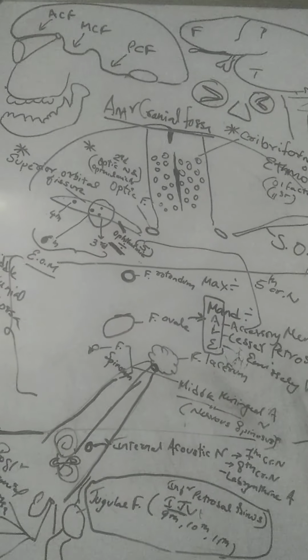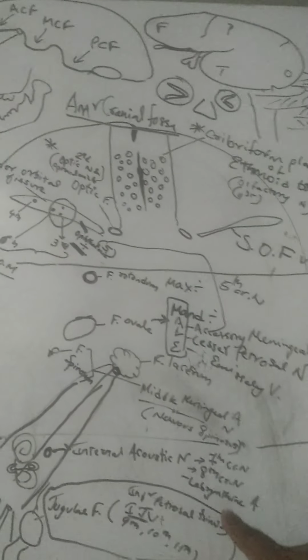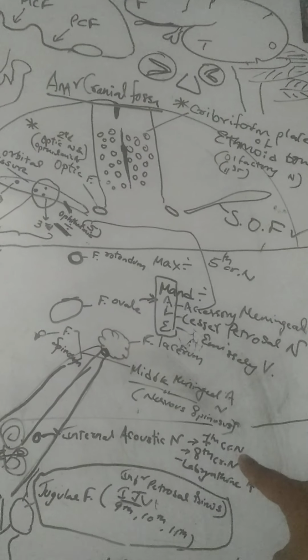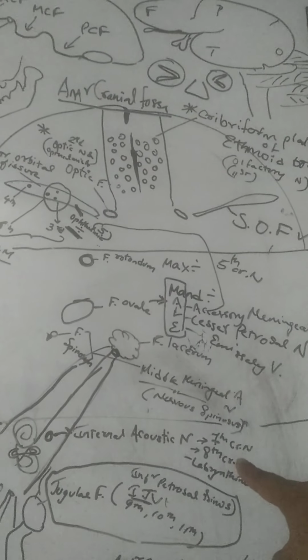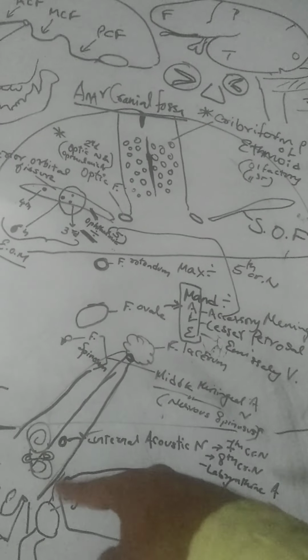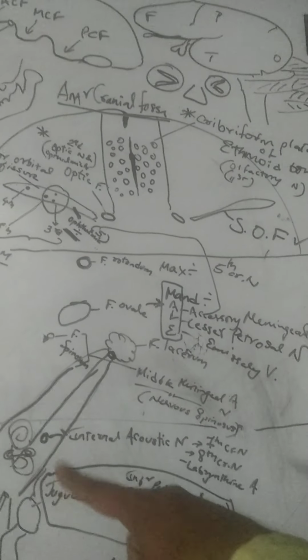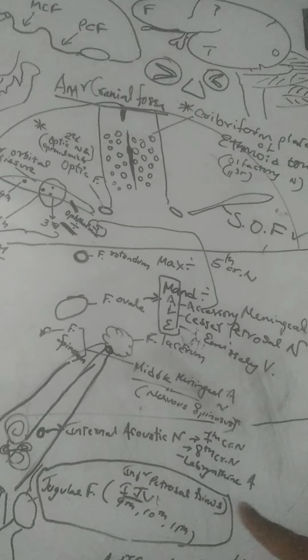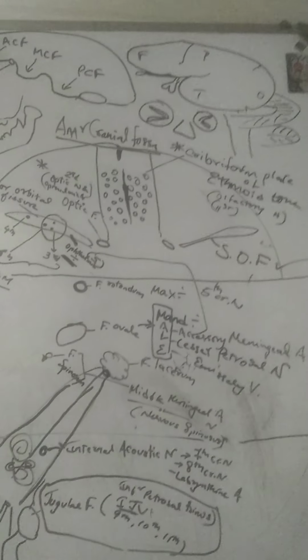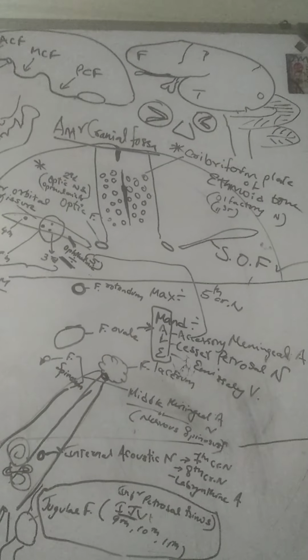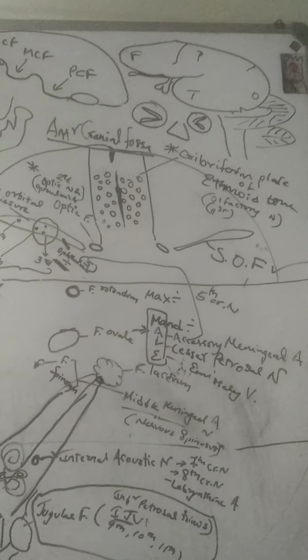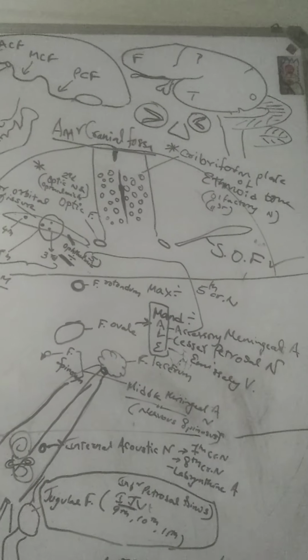In this internal acoustic foramen or internal acoustic canal, 7th cranial nerve passes, that is facial nerve. 8th cranial nerve, of course, vestibulocochlear nerve, because it is going to the inner ear, which contains vestibule and cochlea. So 8th cranial nerve is definitely there. The inner ear is also called labyrinth. So the artery supplying that is called labyrinthine artery. So internal acoustic foramen, 3 structures pass: 7th cranial and 8th cranial nerve, and one artery called as labyrinthine artery.